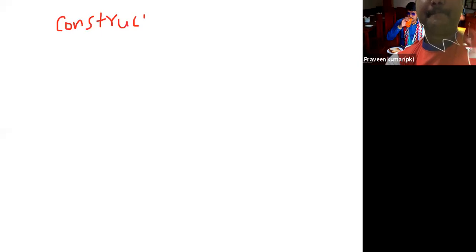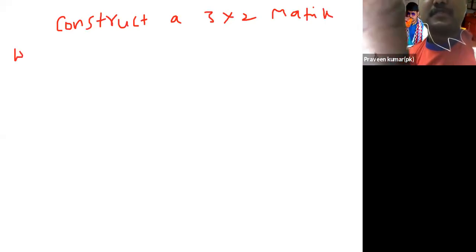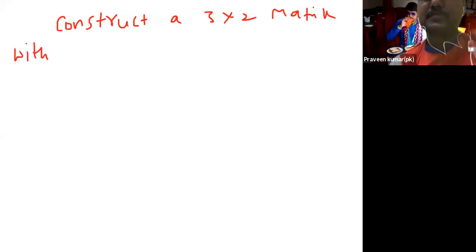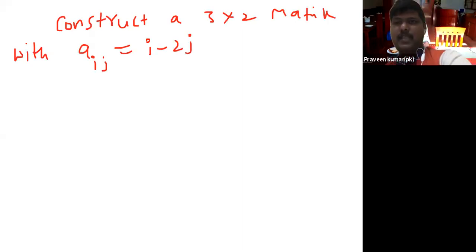Yes, students. Construct a 3 by 2 matrix with Aij is equal to i minus 2j. Before we wrote 2i minus j, now i minus 2j.